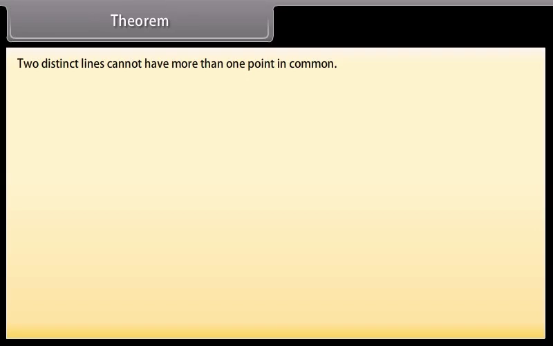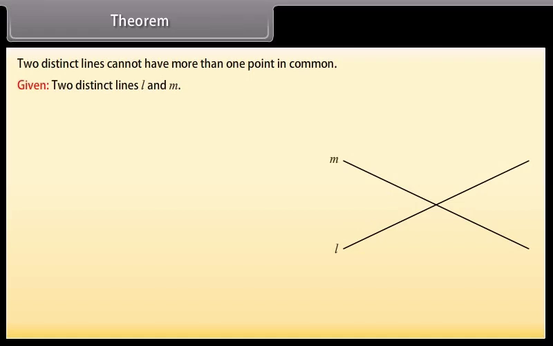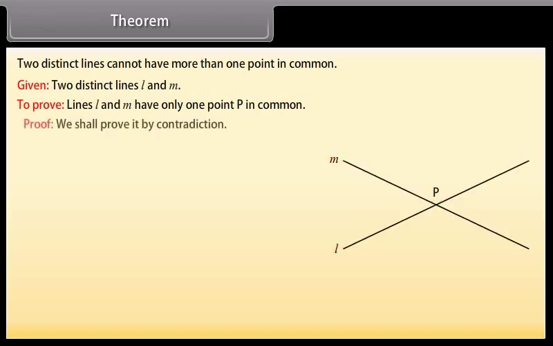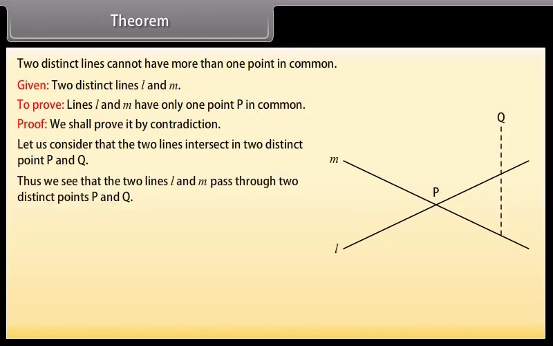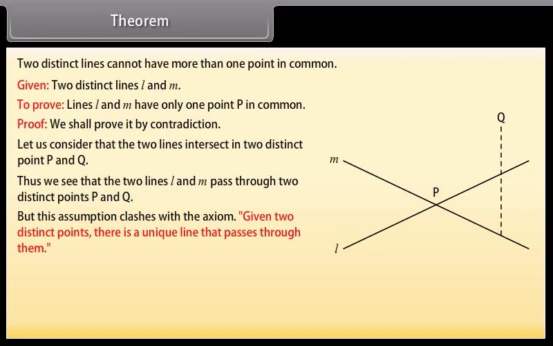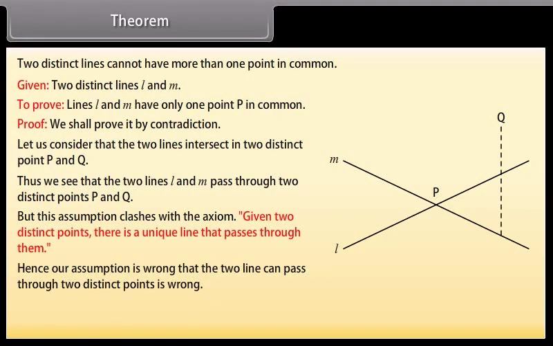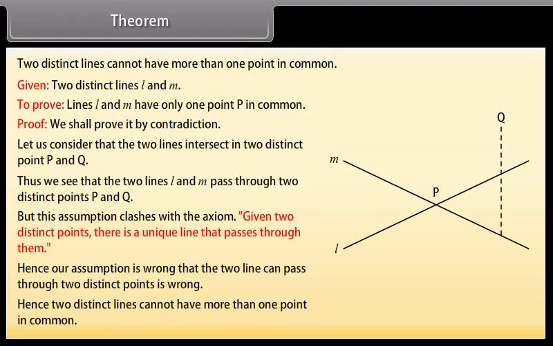Theorem: two distinct lines cannot have more than one point in common. Given two distinct lines L and M, we have to prove that lines L and M have only one point P in common. Proof. We shall prove it by contradiction. Let us consider that the two lines intersect in two distinct points P and Q. Thus, we see that the two lines L and M pass through two distinct points P and Q. But this assumption clashes with the axiom: given two distinct points, there is a unique line that passes through them. Hence, our assumption that the two lines can pass through two distinct points is wrong. Hence, two distinct lines cannot have more than one point in common.